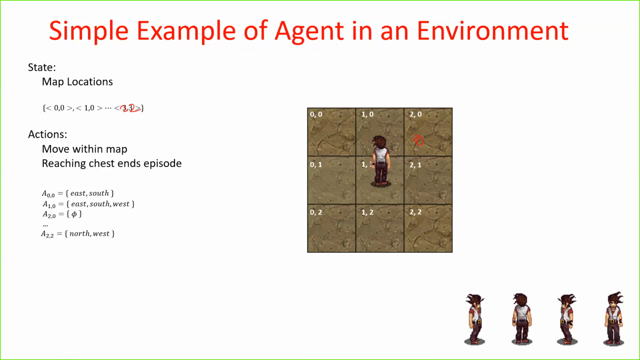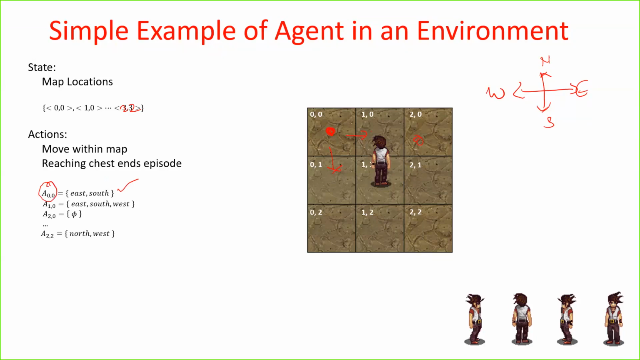For example, if I'm here, what are the possible actions? What are the possible actions if the agent is at this location? The agent can move east or he can move south. No other direction is possible. Am I right? So if the agent is at the 0,0 location, this is the action space: east and south.